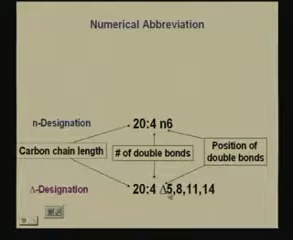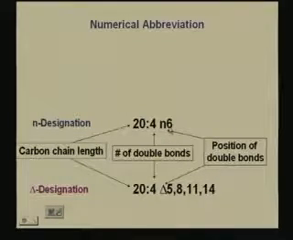The delta 5 means the double bond is between 5 and 6. 8 means it is between 8 and 9, 11 means between 11 and 12, and 14 means between 14 and 15.